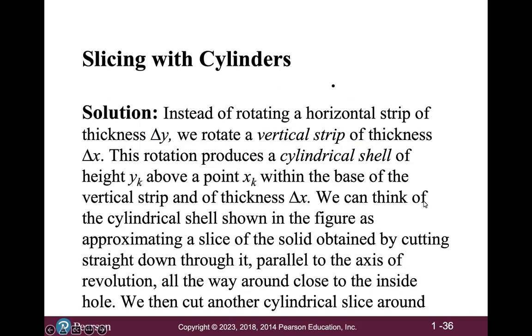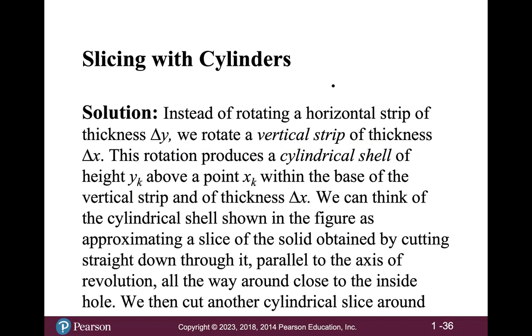So instead of rotating a horizontal strip of thickness delta y, as I was just describing, we're going to rotate a vertical strip of thickness delta x. This rotation will produce a cylindrical shell of height y sub k above a point x sub k within the base of the vertical strip and of thickness delta x. And I'm going to show you a picture of what this shell looks like in just a moment.